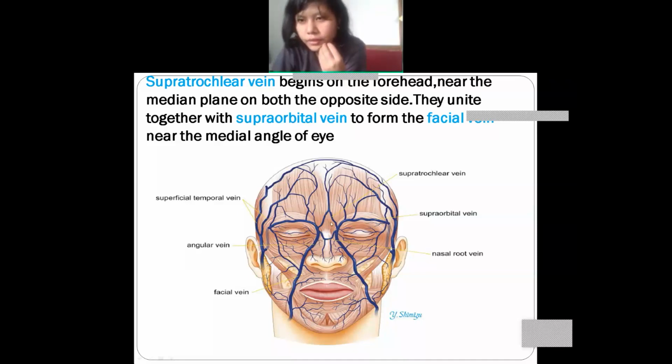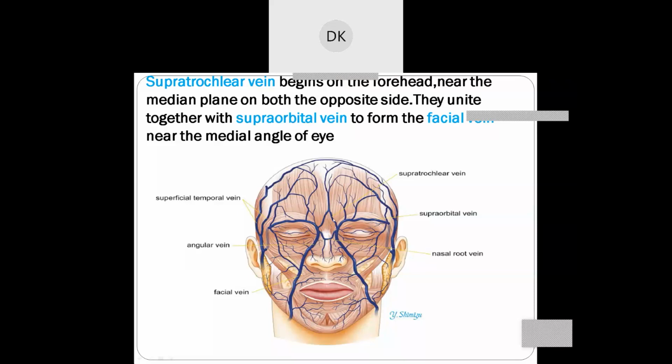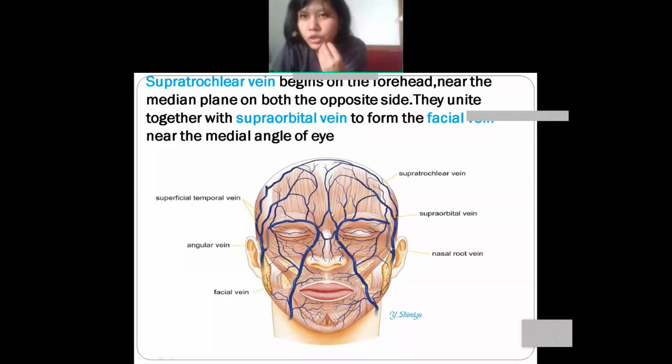I'm moving the arrow, no? Yes, ma'am. So this is the supratrochlear vein. The supratrochlear veins begin in the forehead. This is your forehead. So they will begin here near the median plane. Near the median plane is in the middle, we can say. Obviously it will be situated on both sides, opposite sides. Here also, here also. Okay.